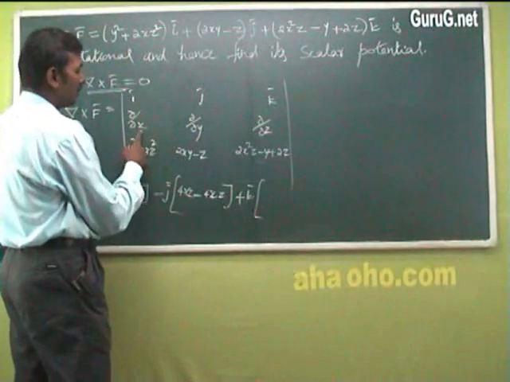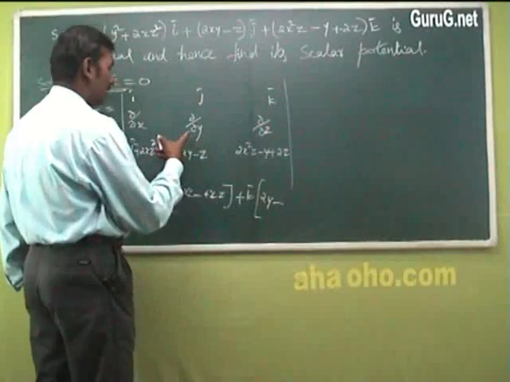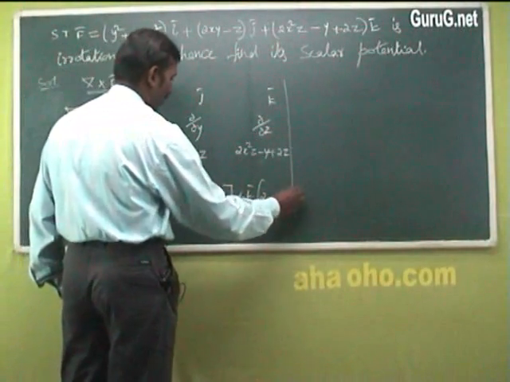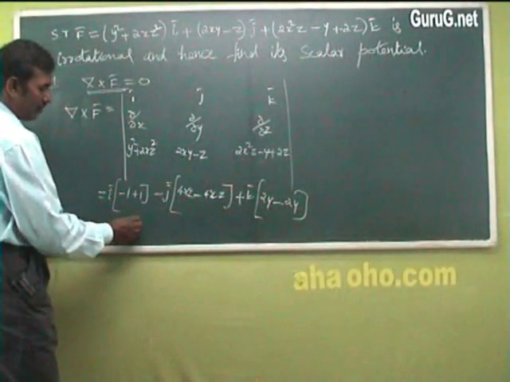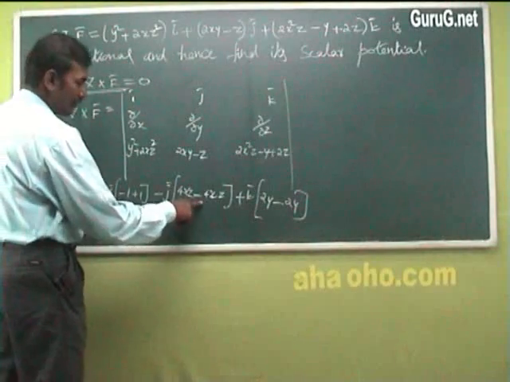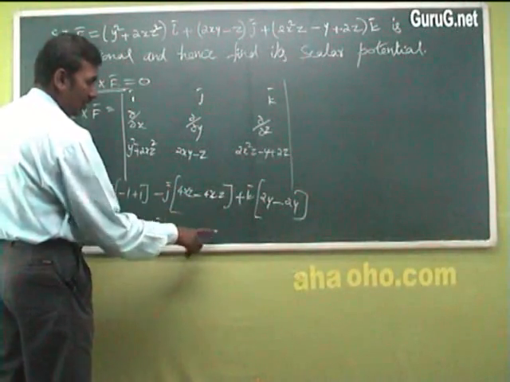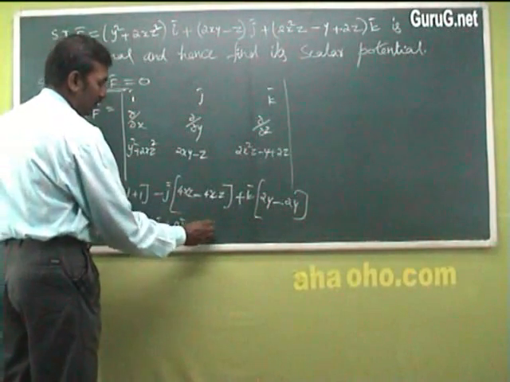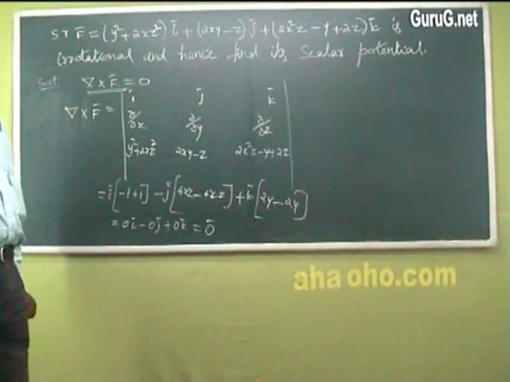We differentiate with respect to x, so 2y, minus differentiate with respect to y, minus 2y, right? So this gets cancelled, so 0i, then this is also 0, so minus 0j, then plus 0k, so this is equal to 0 vector. So therefore, the given vector is irrotational.